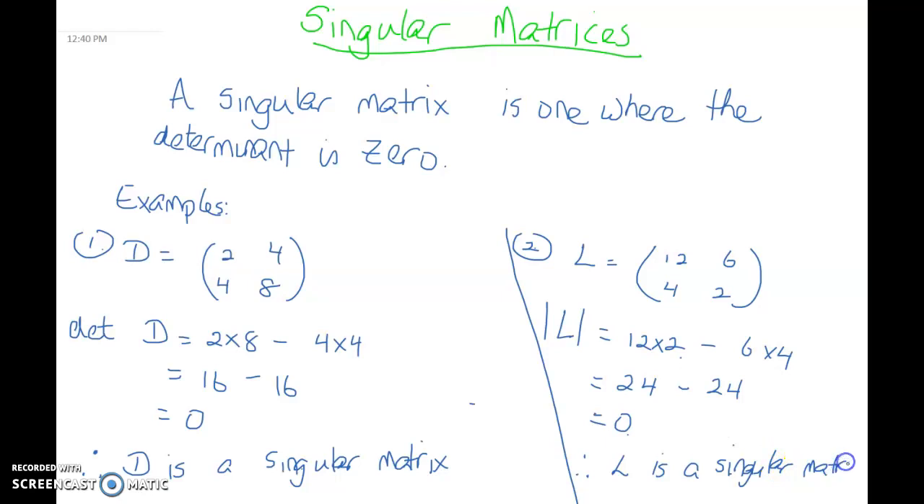And that's it really for a singular matrix or singular matrices. Just find that determinant. Once it's 0, it's a singular matrix.